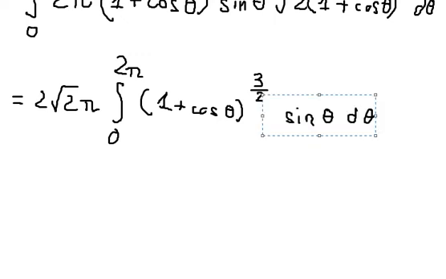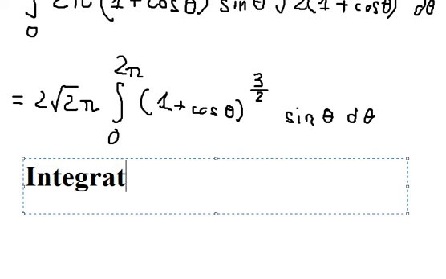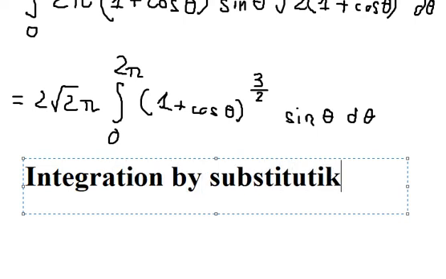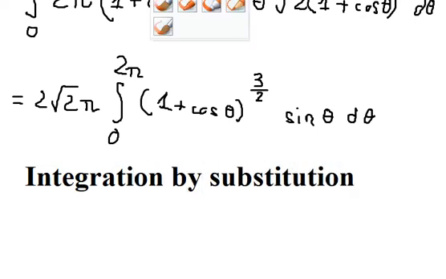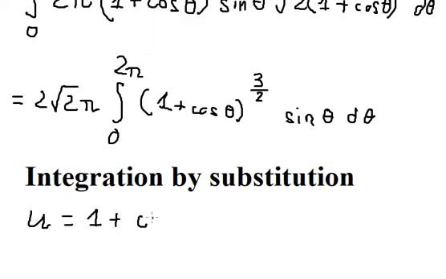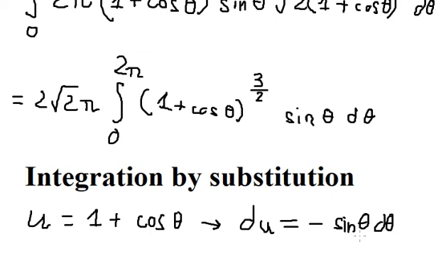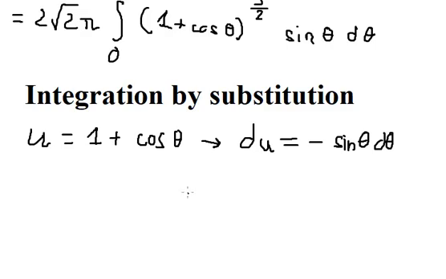Next, we can use integration by substitution. So I will put u equals 1 plus cosine theta. Now, if we first take the derivative of both sides, we have negative sine theta d theta, because we don't have the negative sign in here, so I will put the negative on the left.